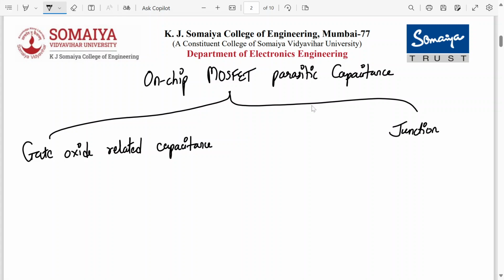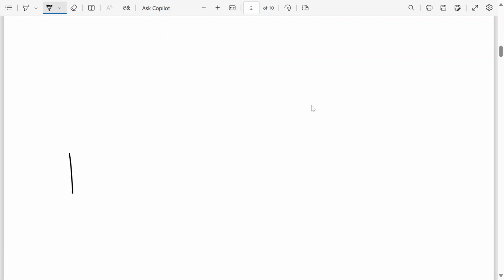Now this junction capacitance is related to the PN junction capacitance. I'll give you an example. Let's say you have a PN junction. Whenever a PN junction is formed, there will be a formation of a depletion layer, yes or no? So let's say this is my P and this is my N, and I'm reverse biasing it.